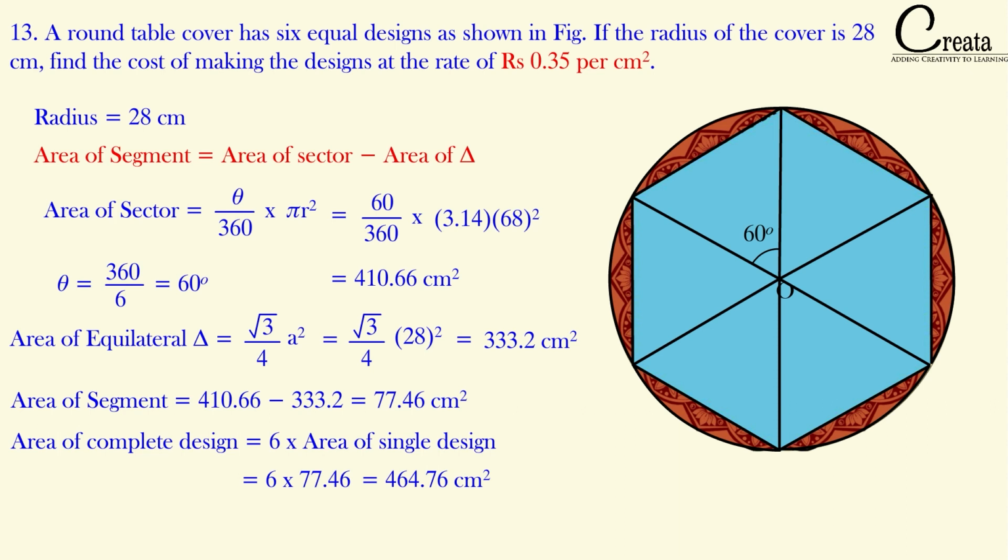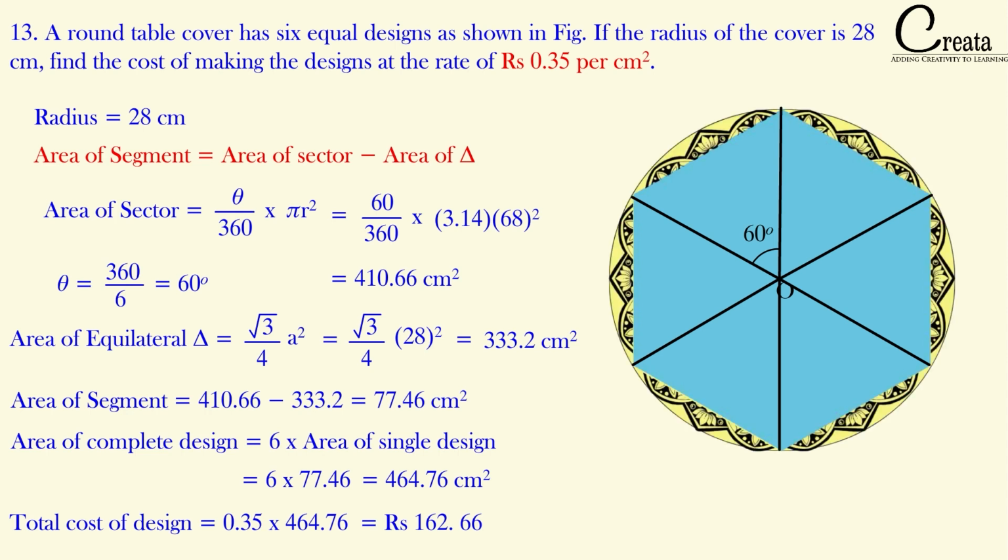The unit cost of the design is given as rupees 0.35 per centimeter square. Let's multiply it with the total area. We got the final cost as rupees 162.66. That is the final answer of the question. Got it? These are practical types of questions and are really interesting. So we are done with question number 13. Let's move to question number 14.